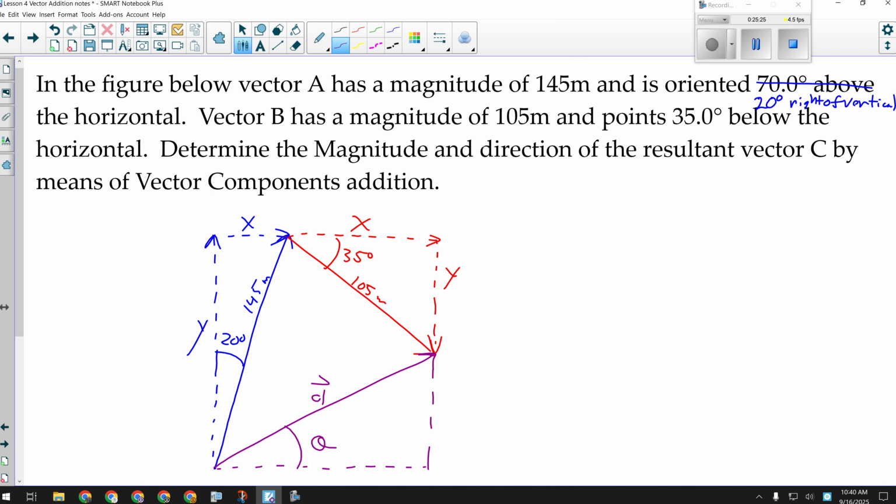It's not always possible. So this would be the y component. It appears to be up. This would be the x component. It appears to be to the right.